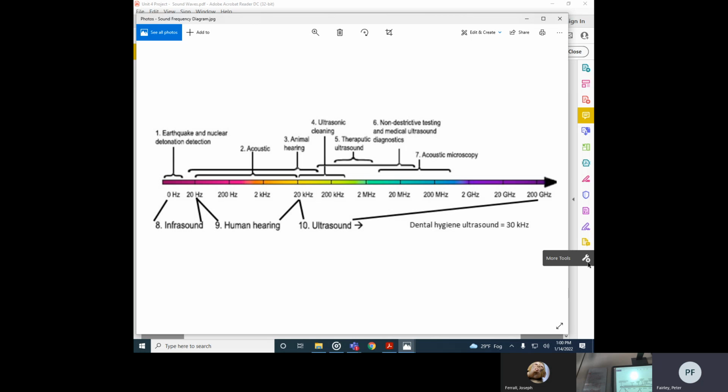So I was wondering, is a dog whistle infrasound or ultrasound? Well, let's look at the diagram. Number 9 is acoustic, human hearing. What's below that? Infrasound. What's above that? That's where the dog whistle is, a higher pitch than we can hear.